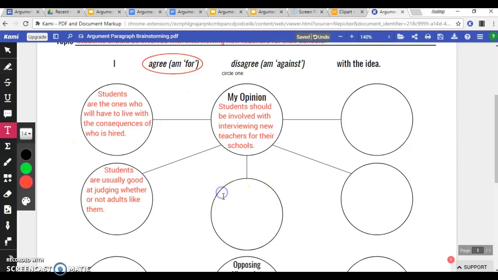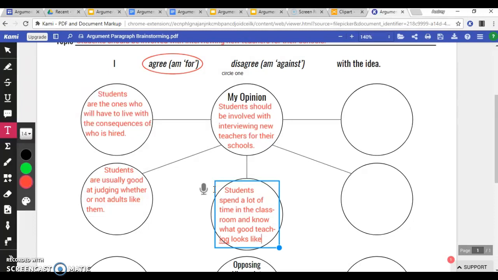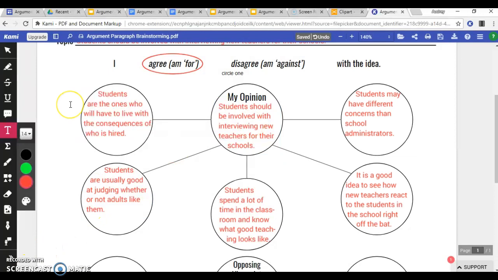Another reason that I have is students spend a lot of time in the classroom and know what good teaching looks like. So I've given you 3 reasons to support my opinion. I need to give you a total of 5. Now I have 5 different reasons to support my opinion.